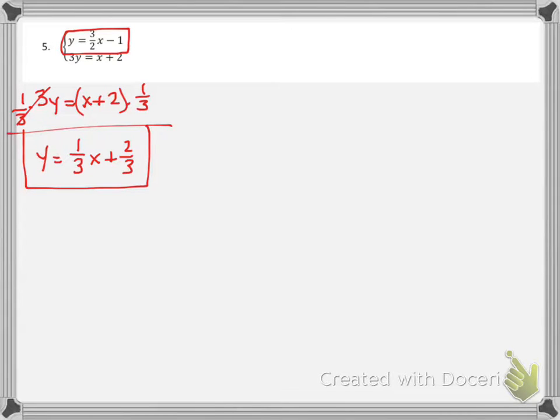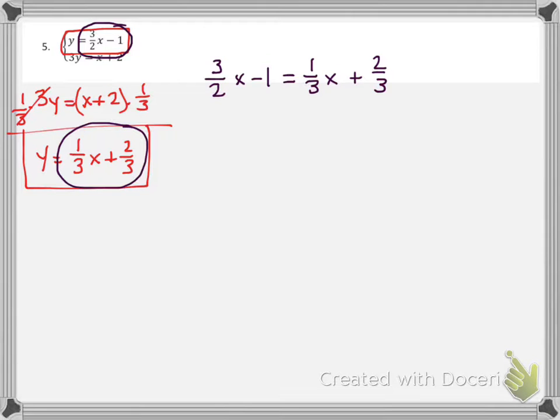Different slopes, different y-intercepts. These two lines are going to intersect each other. They're not parallel. They're not the same line. They're going to intersect each other, and there's going to be one answer. So I can solve this algebraically by just saying that the two expressions equal each other. Let me show you which ones. It's the 3/2 x minus 1 is equal to 1/3 x plus 2/3. And they're equal to each other because they're both equal to y. And if they're both equal to y, then they equal each other.